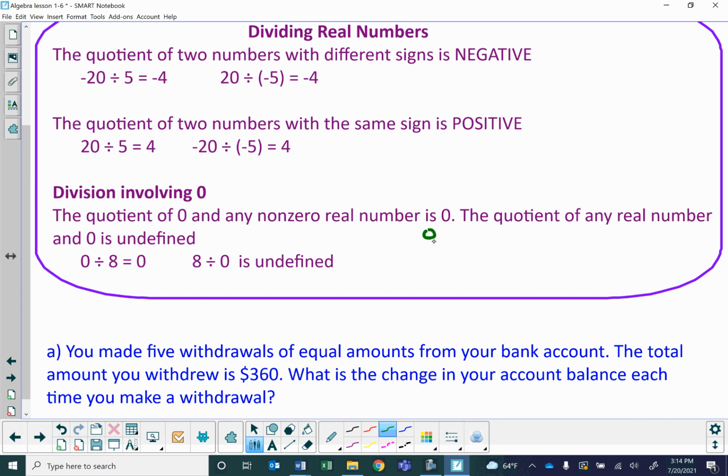If I have 0 divided by 8, I have 0 cupcakes and 8 people at my house. Each person is going to get no cupcakes because I don't have any to divide between my people equally. If I have 8 divided by 0, I have 8 cupcakes, but nobody at my house to divide them between. So if I don't have anybody to divide them between, there's nothing really to do. So this is undefined.